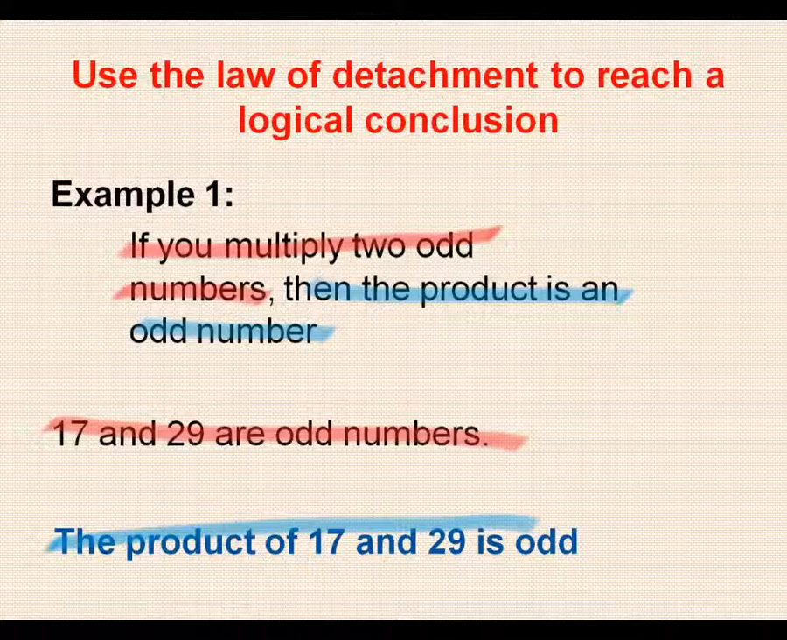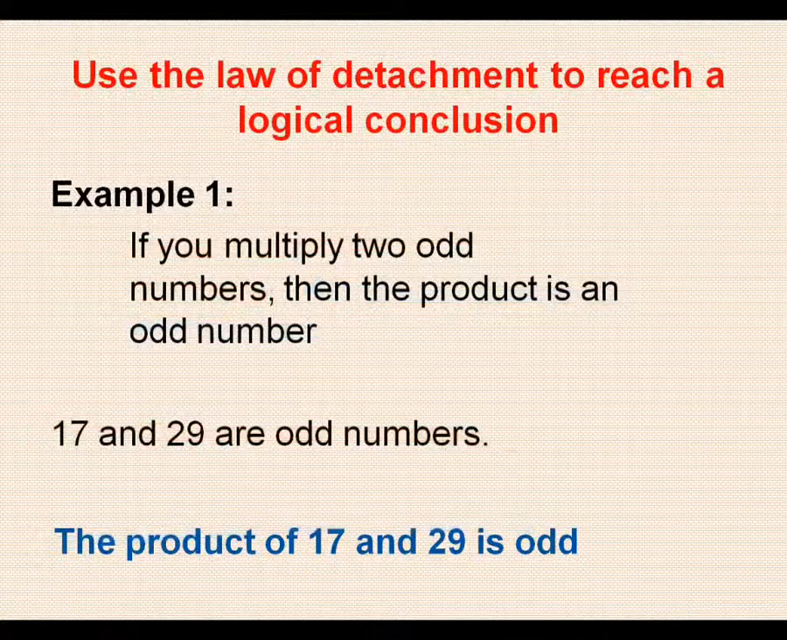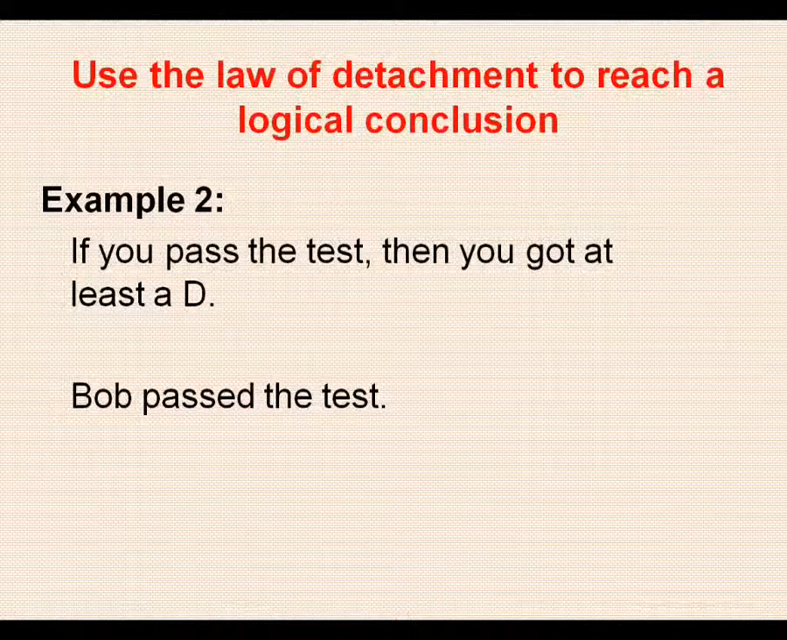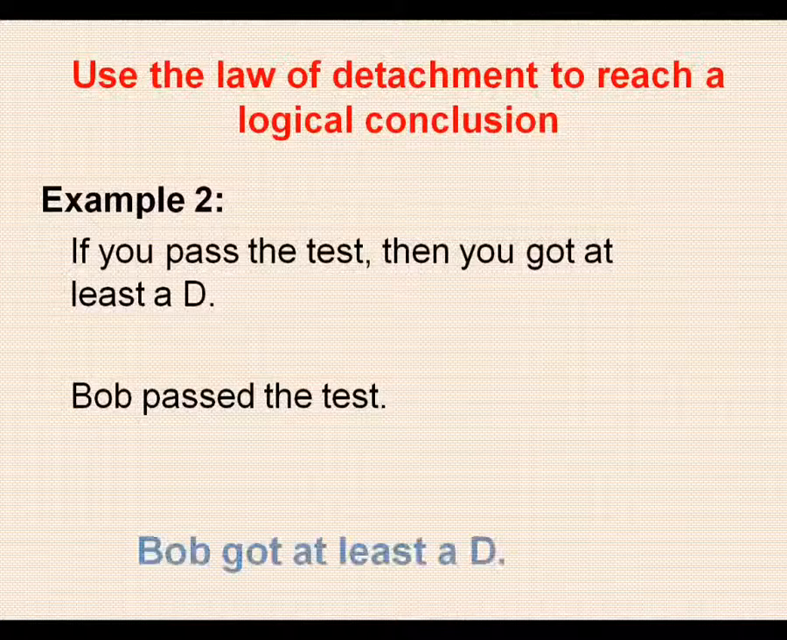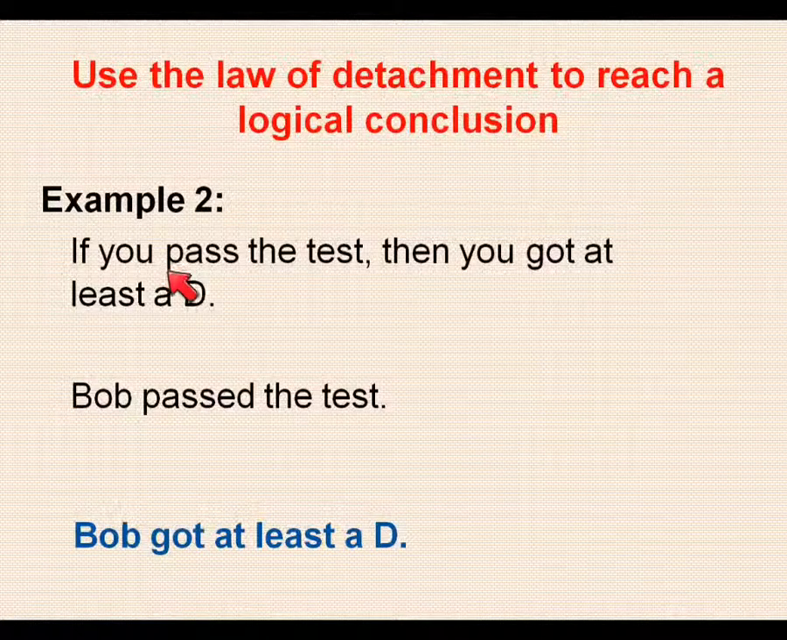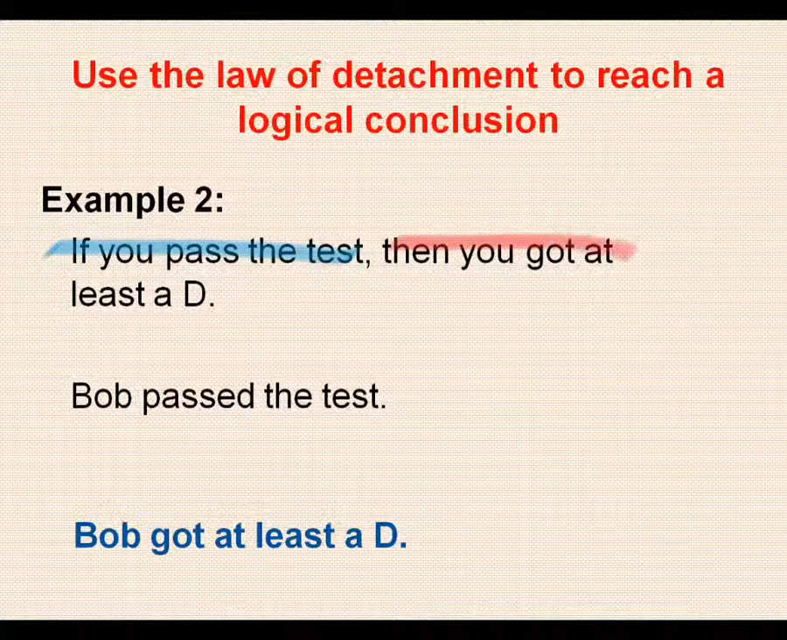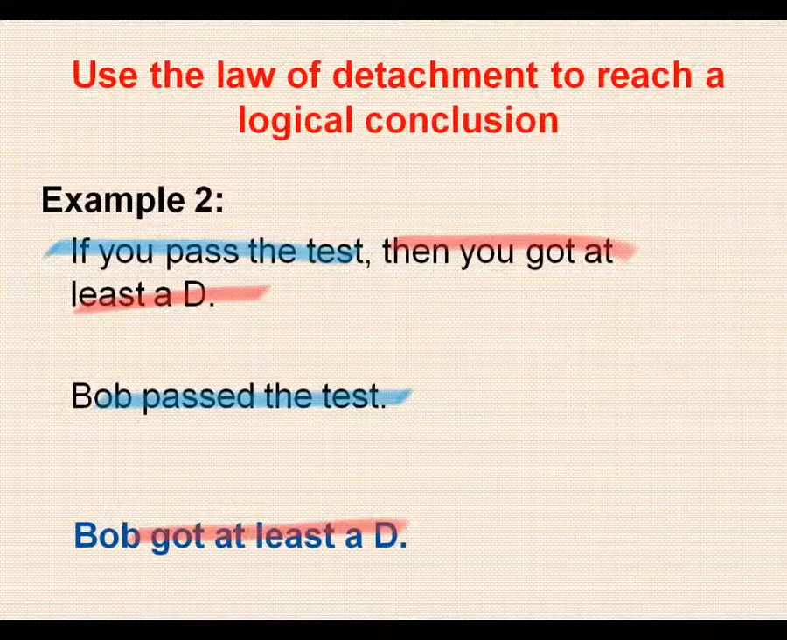Good, okay. Let's look through a couple more here. If you pass the test, then you got at least a D. Bob passed the test, so what conclusion can I make based on the Law of Detachment? You're right, Bob got at least a D. If P, then Q. P is true, he passed the test, therefore Q is true, he got at least a D. The Law of Detachment deals with two statements. P is true, therefore Q is true. Do you see how the Law of Detachment works here? We've got one more here.